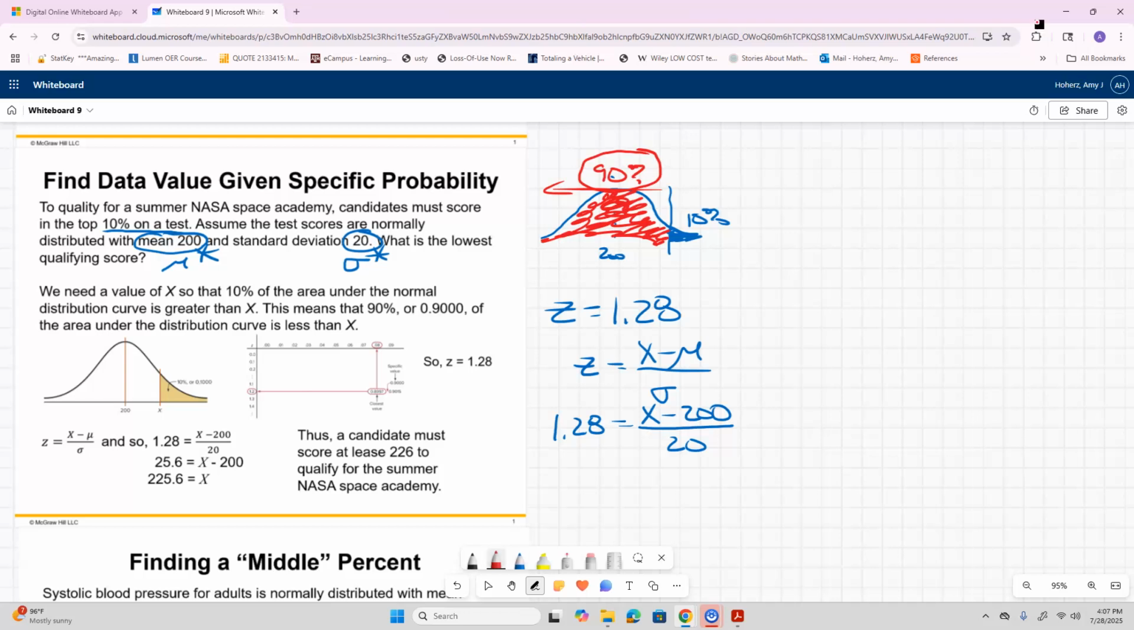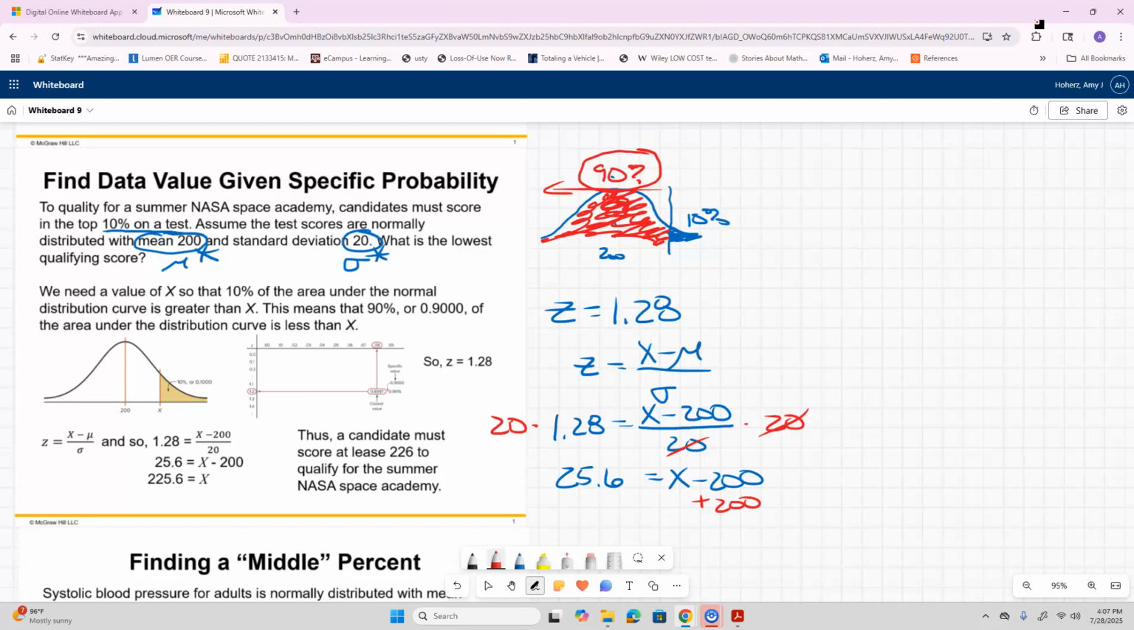So when you're solving these, in order to get the 20 off the bottom, we're going to want to take both sides times 20. That will cancel these. That gets us 25.6 over on the left side. And then on the right side, we just have x minus 200. And so now all we have to do is add 200.